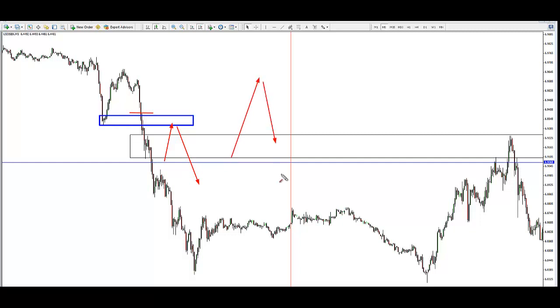Now there are times, as I said before, that it will do that, but I want to be trading what gives me the highest net profit over the long term, and that isn't it. That gives me the highest win rate, but it won't give me the highest expectancy.